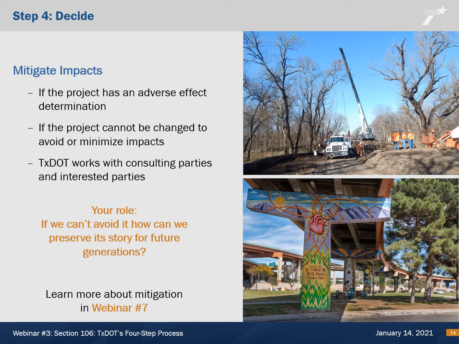If we have an adverse effect determination, TxDOT must make up for the impact or loss through mitigation. When impacts are unavoidable, we want to preserve the history and legacy of the cultural resource for future generations. How does TxDOT do this? At archaeological sites, we excavate, study, and curate artifacts. At historic sites, we document resources through architectural drawings, written reports, and photographs. We also write brochures and websites that share the story of the resource with a larger audience.